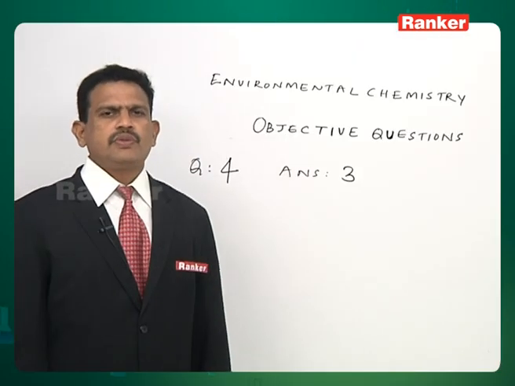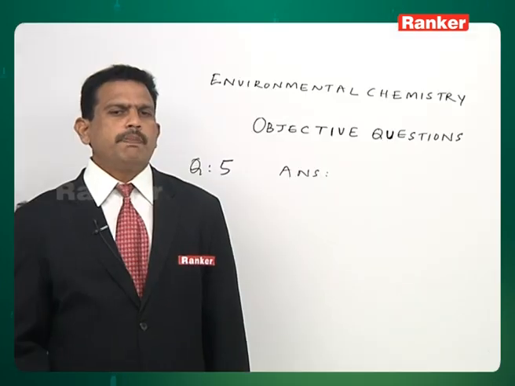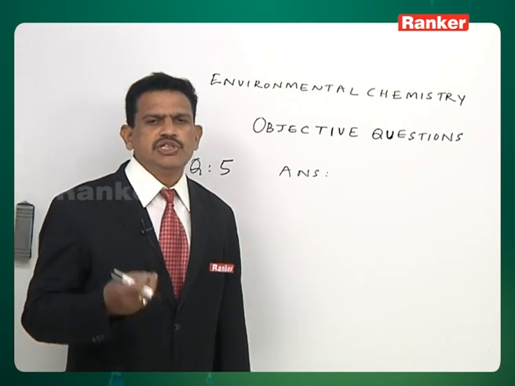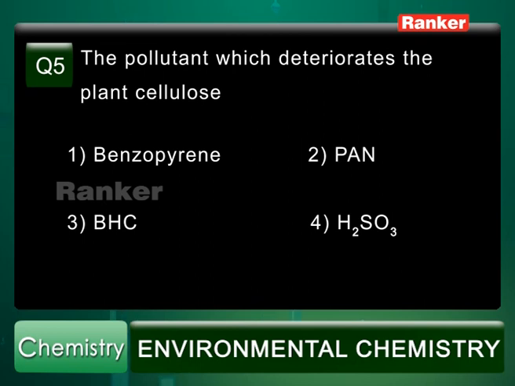Moving to question number 5. The pollutant which deteriorates the plant cellulose. Option 1. Benzopyrene. Option 2. Peroxyacetyl nitrate, PAN. Option 3. Benzene hexachloride, BHC. Option 4. Sulfurous acid, H2SO3. The pollutant which deteriorates the plant cellulose is again peroxyacetyl nitrate. So, we can go for option 2.